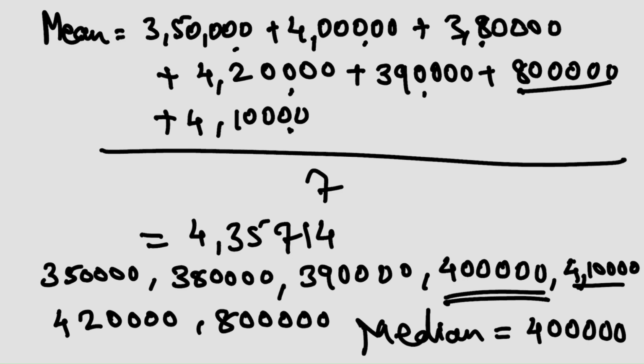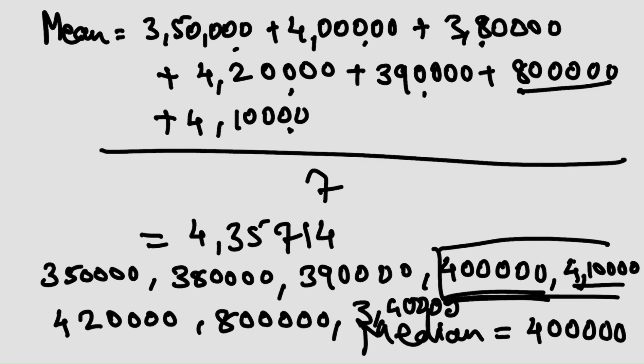Before moving on to mode, there is one more thing I would like to highlight. Now you may say, Vishal, these are 7 values, you took out the middle value. What if there is an even number of values? Say we had one another value, I would write here 3 lakhs 40,000 or something. Then I would take the mean of the middle 2 values to find the median of this particular data set.